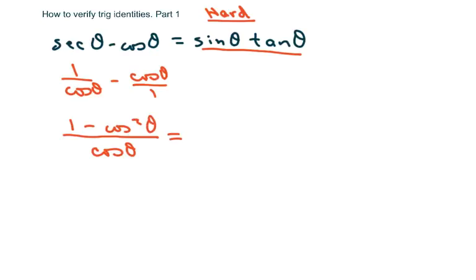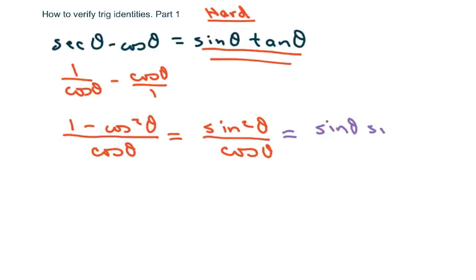Well, this equals sine squared of theta over cosine, which still doesn't look like this. So we're going to force it. I'm going to write sine out twice, sine times sine over cosine, and then I'm going to write the cosine under each, or I'm just going to write it like this.